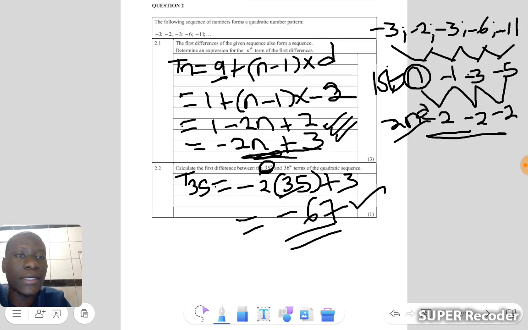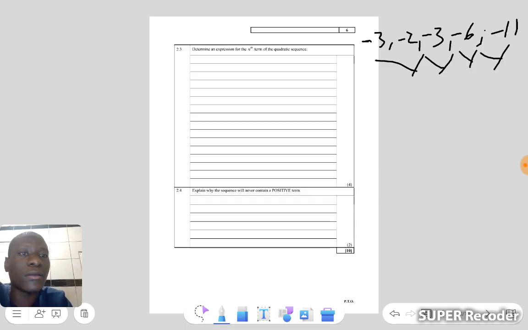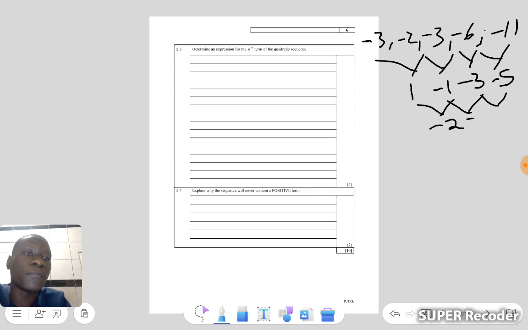Let's redo it again. Then we have 1 minus 1, negative 3, 1 minus 1, negative 3, negative 5. Then here we have our second difference, which is constant. Okay, so now determine an expression for the nth term. To determine the expression of the nth term of the quadratic sequence, this is what you need to know. You have to know the general equation first, as always.